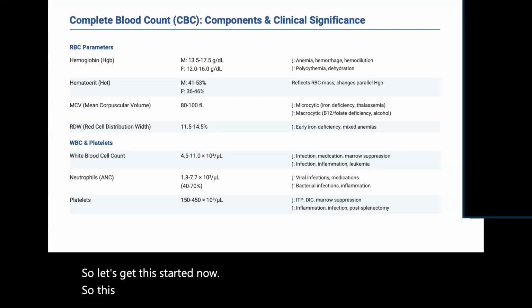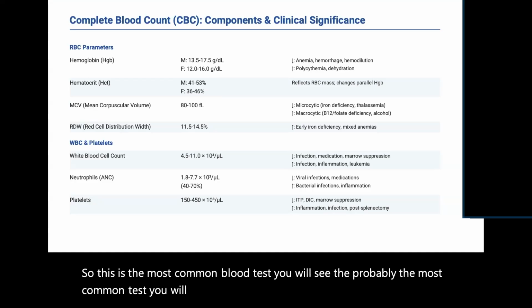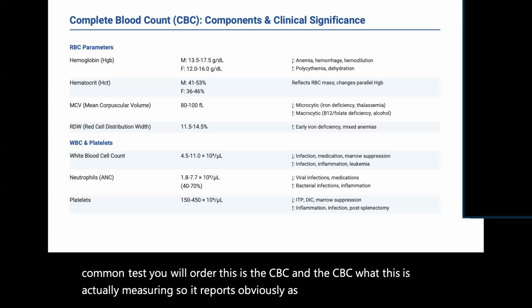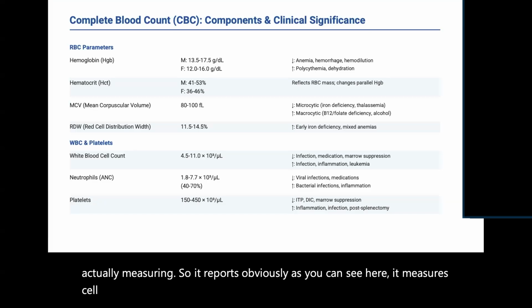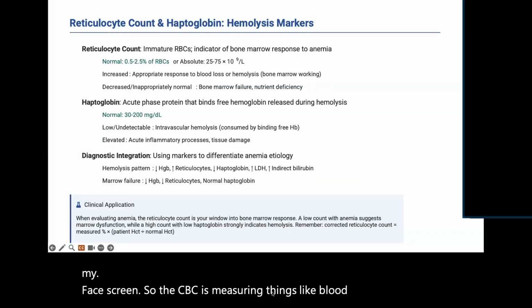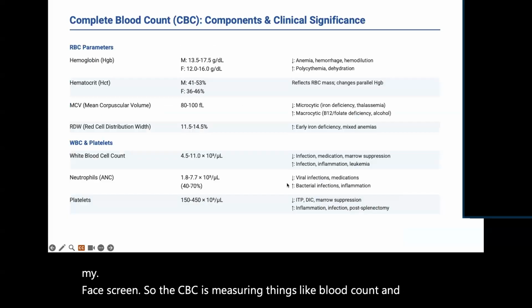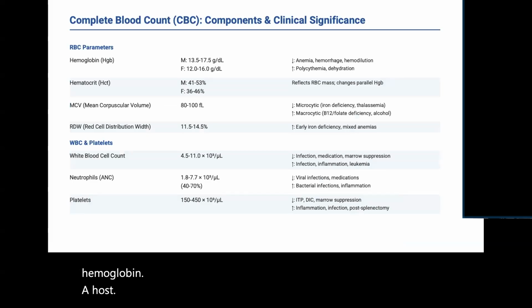So this is the most common blood test you will see, probably the most common test you will order. This is the CBC. It measures cell count, right? And the CBC is measuring things like blood count and hemoglobin, which is the oxygen carrying portion of the red blood cell.